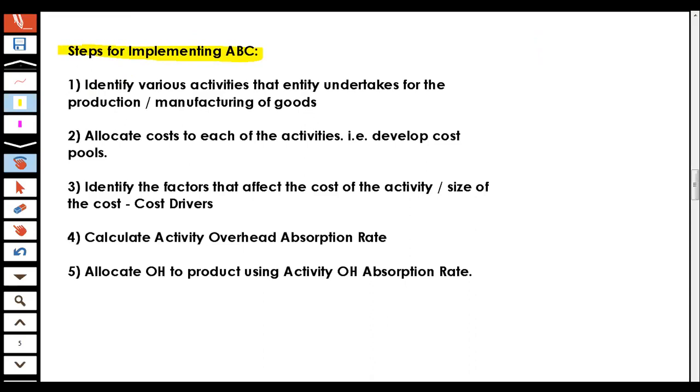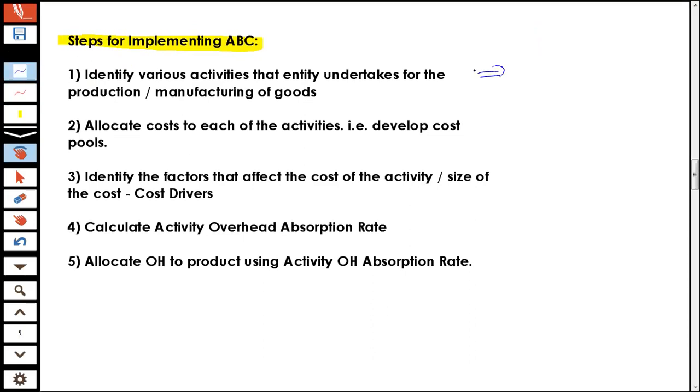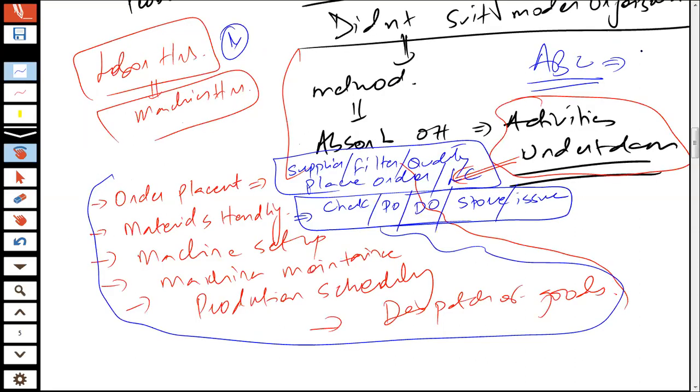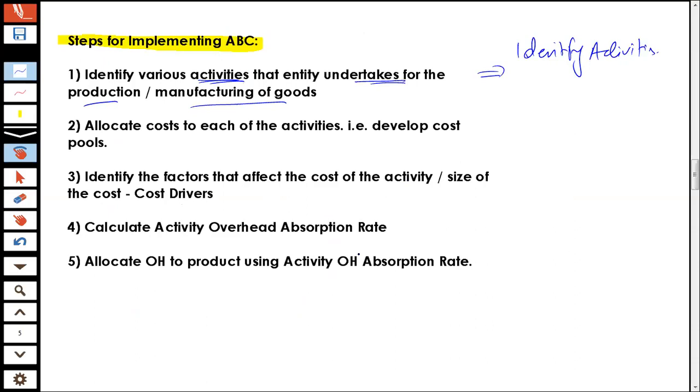The first step of implementing activity-based costing is to identify the various activities that an entity undertakes for the production or manufacture of goods. So first of all, you have to identify the activities. As I mentioned earlier, the multiple activities could be order placement, material handling, machine setup, machine maintenance, production scheduling, and so on and so forth. That's the first thing, which is identification of the activities.